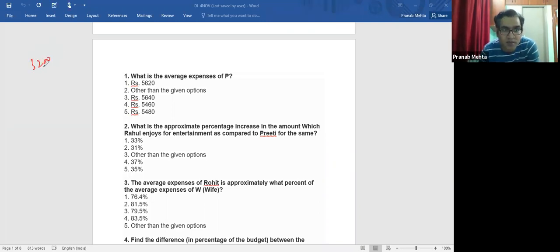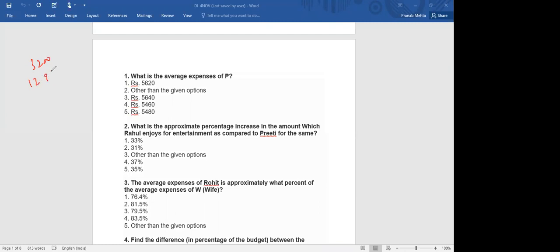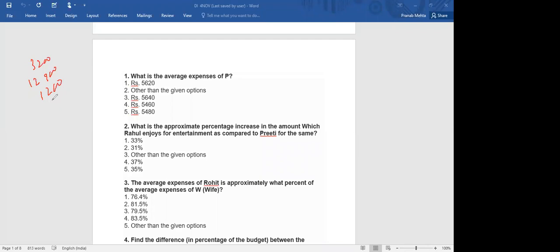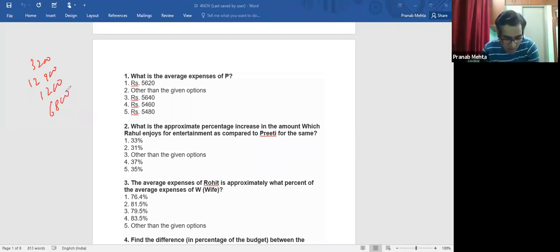3,200. Yes or no? On food, what is the expense? Tell me fast. 12,900. Then in entertainment? 1,200. For traveling? 6,800. And for other expense, which is 20%, so 20% is 3,200. We have already done this calculation.